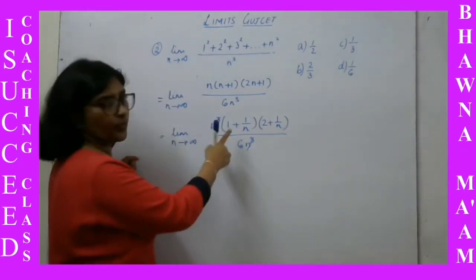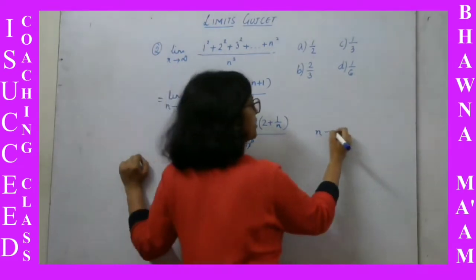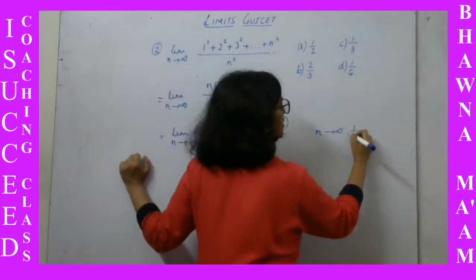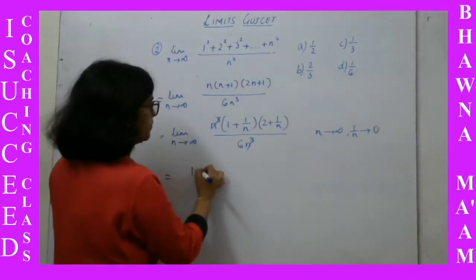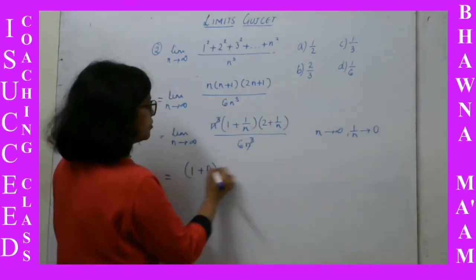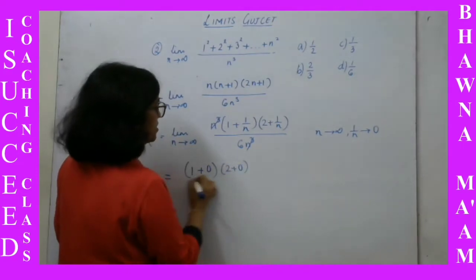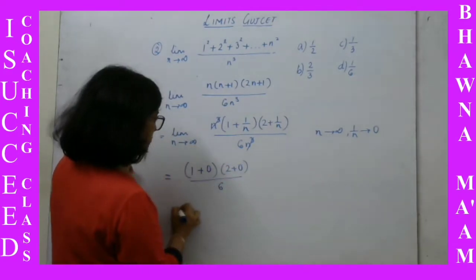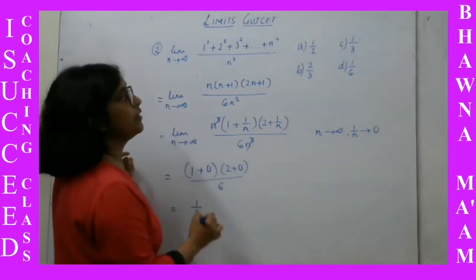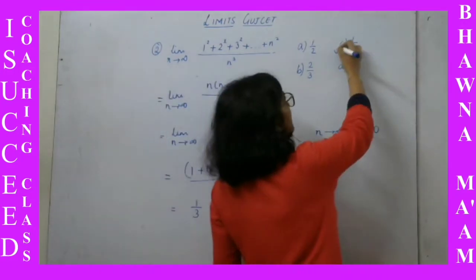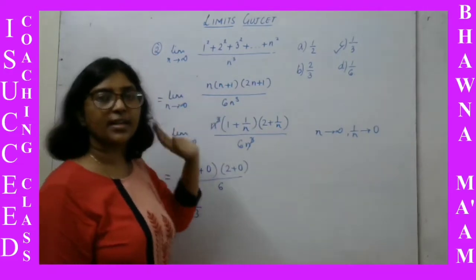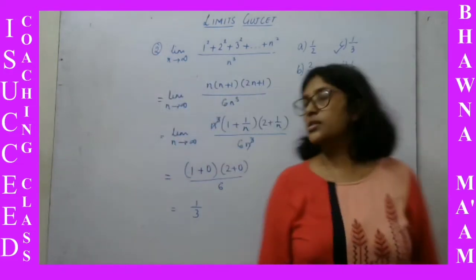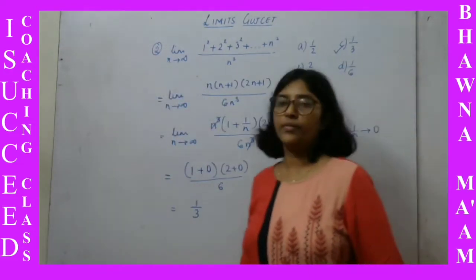Now put the value. If n tends to infinity, then 1 upon n will tend to 0. So we have 1 plus 0 into 2 plus 0 upon 6. And that gives us 1 by 3. And that's option. For infinity kind of questions, we should take common and cancel the highest exponent.